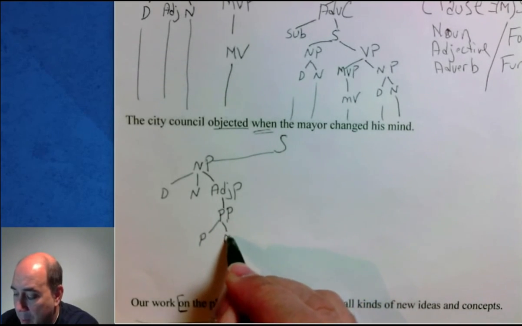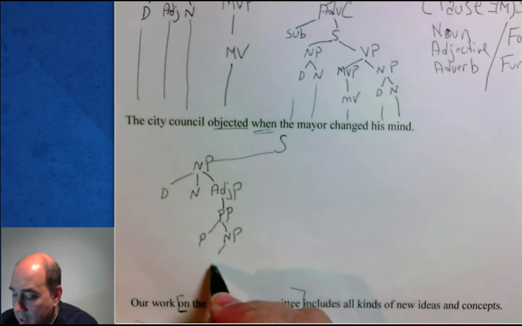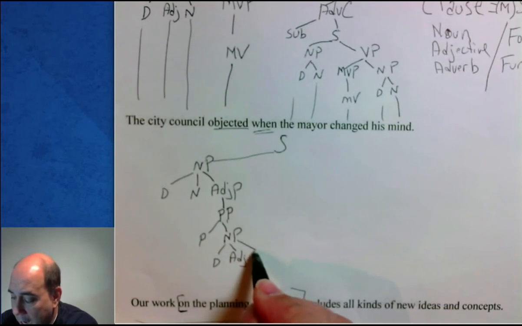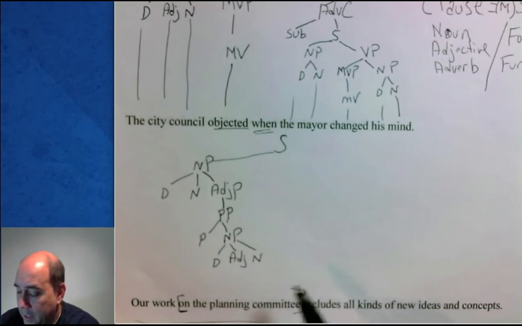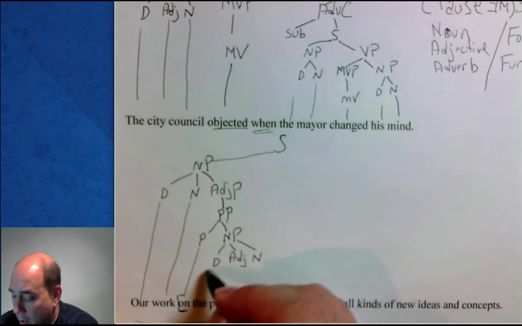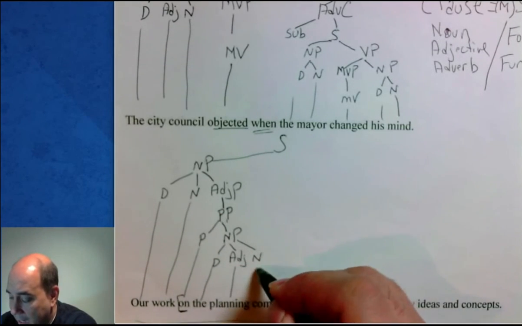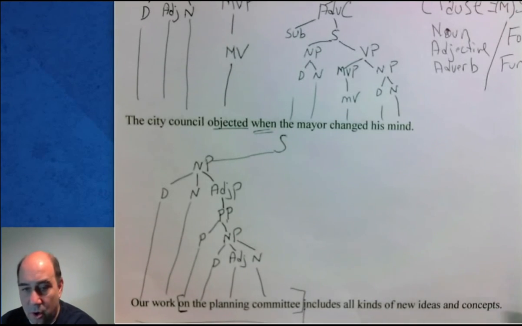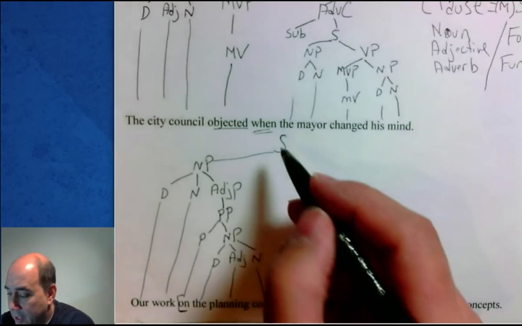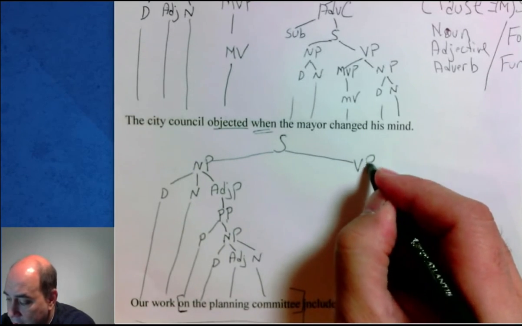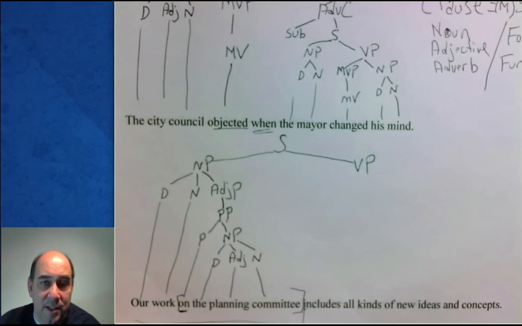And we've got a preposition, and prepositions always have some type of a noun phrase that goes with it. This particular noun phrase has a determiner, an adjective, okay, and a noun. We can all break this down. Again, our work on the planning committee. See how that all fits together there, right? All right, so all that fits under that first noun phrase. And off of here, of course, we're going to be doing a verb phrase. And everything goes into the verb phrase, okay?